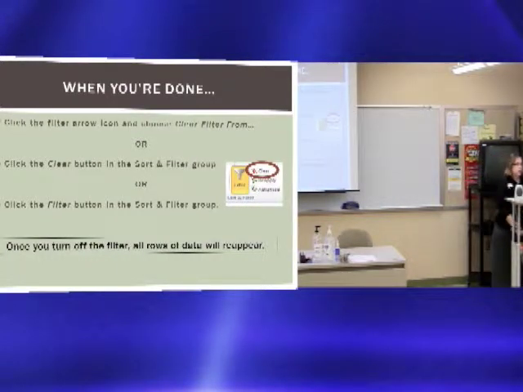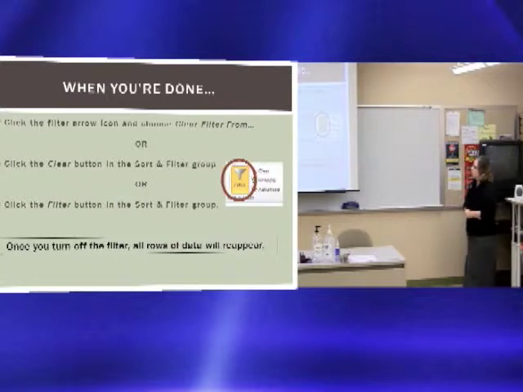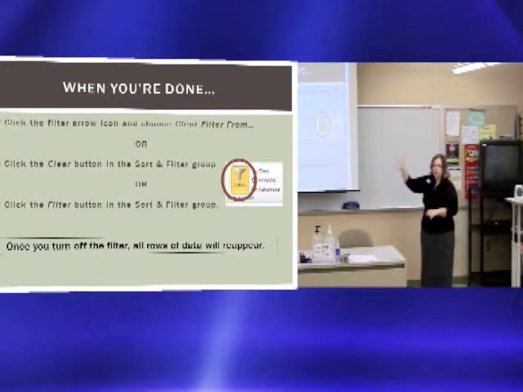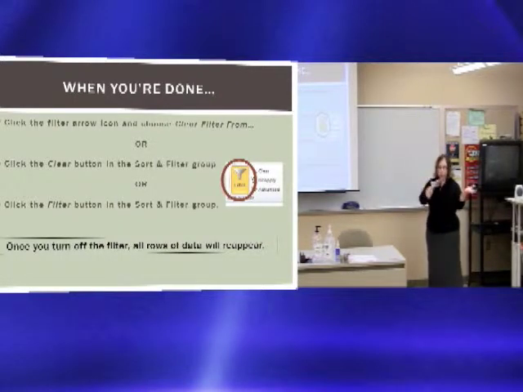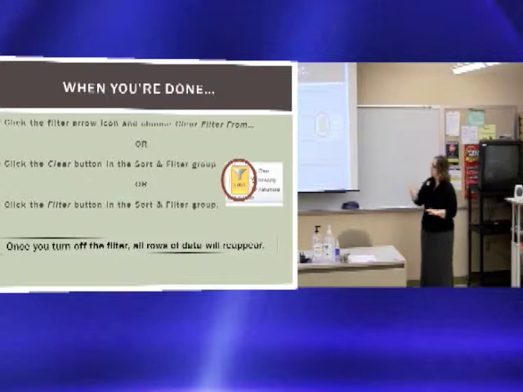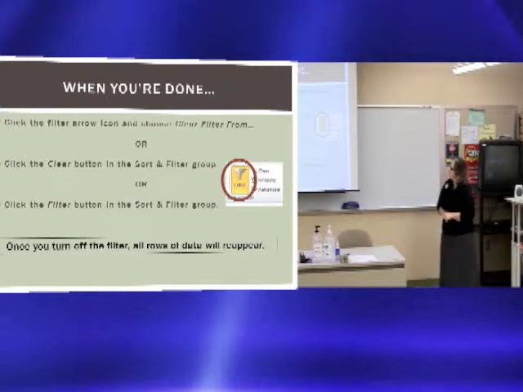The third option is to click filter in the sort and filter group, and that would turn the whole thing off. My arrows would disappear and everything. So when you're through with all of your filtering and you're ready to just go back to your regular spreadsheet with your data, click filter, and that takes off the filtering.